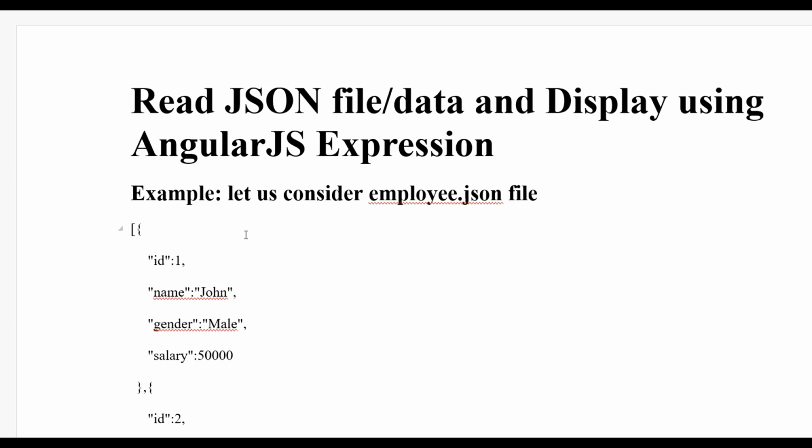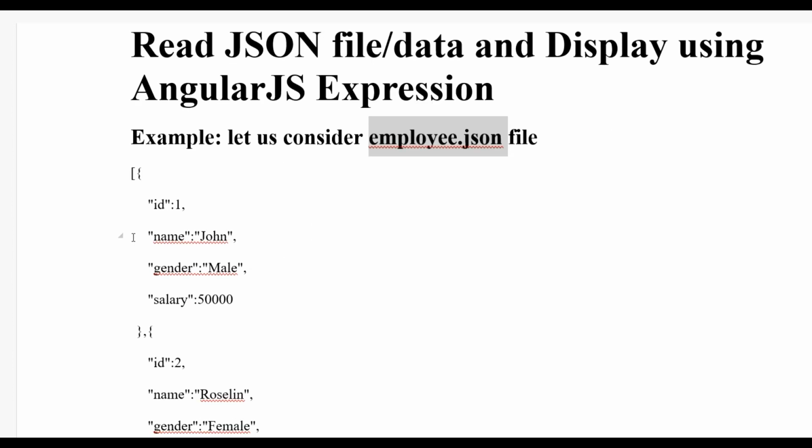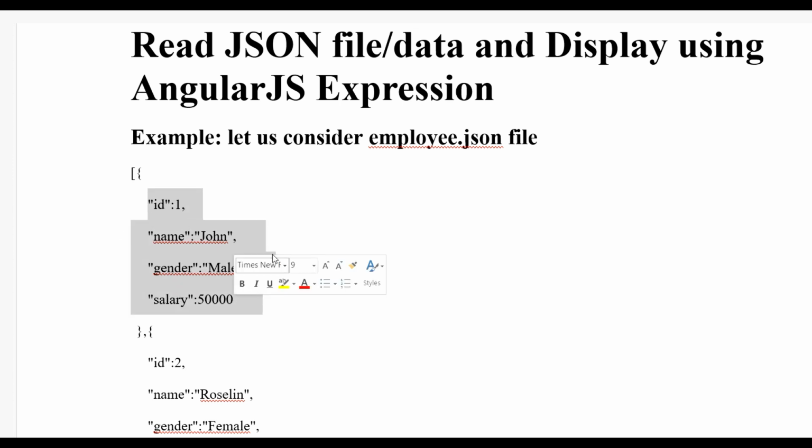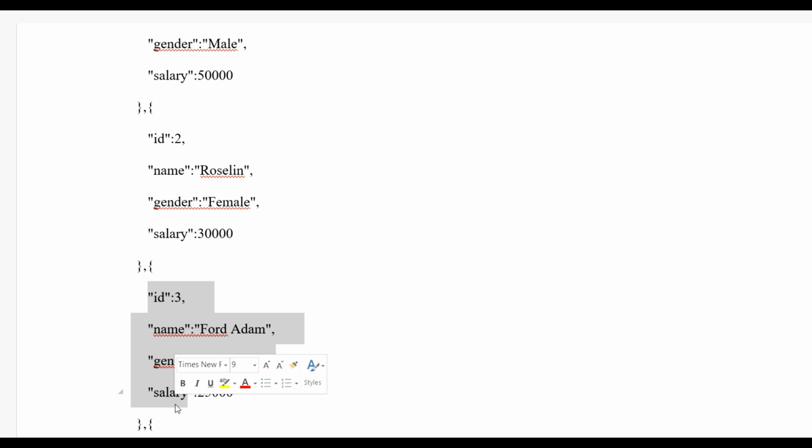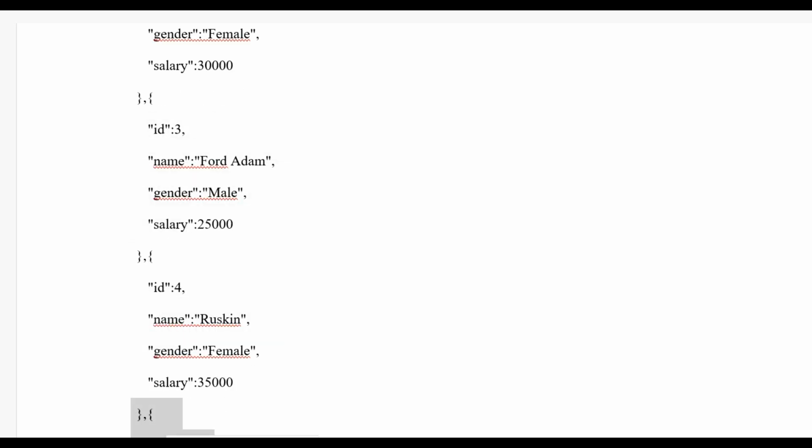Today we learn how to read a JSON file using AngularJS and display that data in a UI. Now let us make a JSON file, employee.json, where there is ID, name, gender, and value. Basically a JSON file contains keys and their values, meaning properties like name, ID and their values. Here you see there is record 2, record 3, record 4 and record 5.